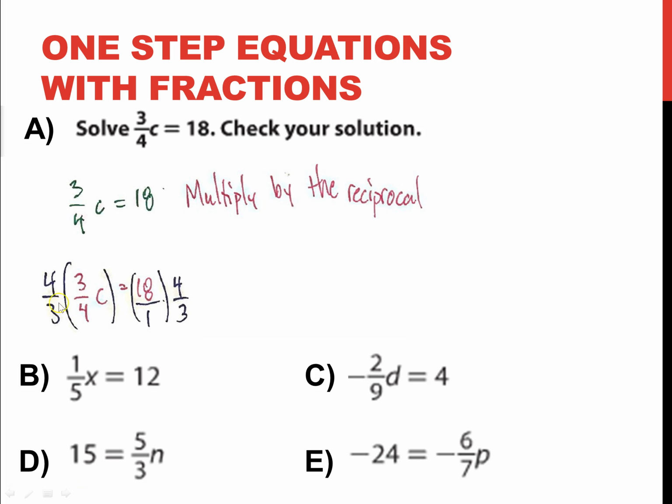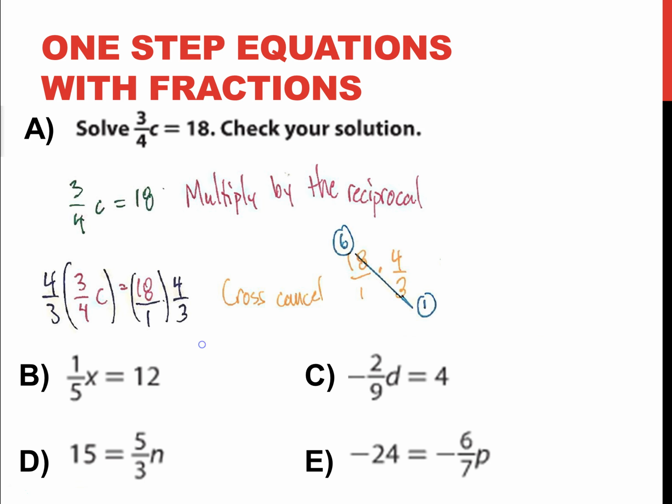So on the left-hand side, 4/3 times 3/4 cancels to 1. And on the right-hand side of the equation, I have 18 over 1, making that a fraction, multiplied by 4/3. Now, some people are going to multiply straight on through, get a number, and then divide that number by 3. I like to cross cancel.